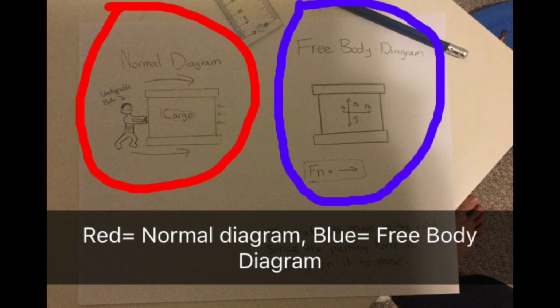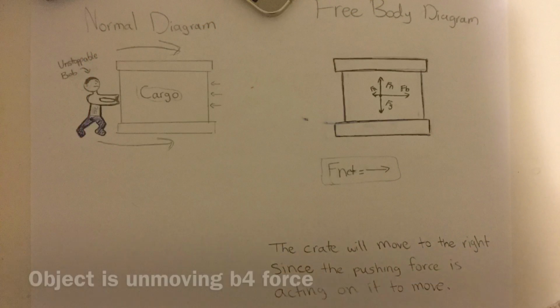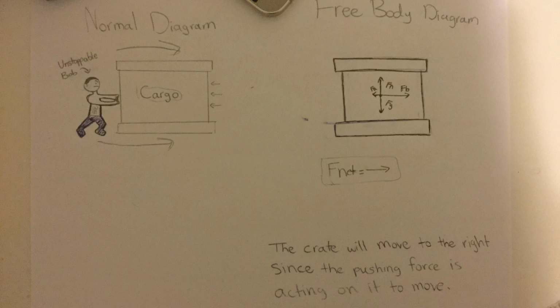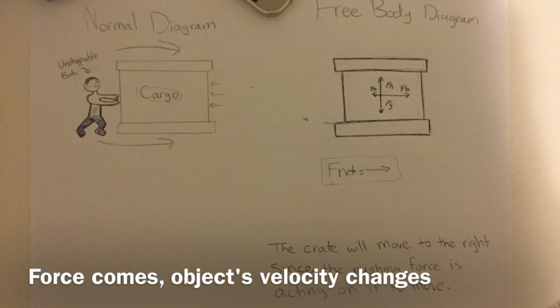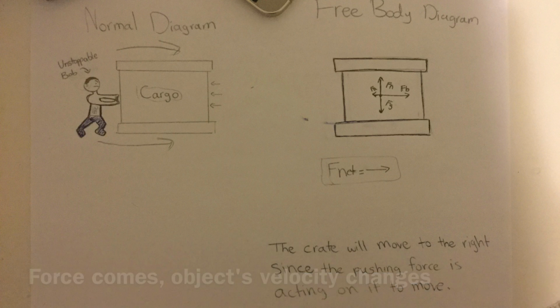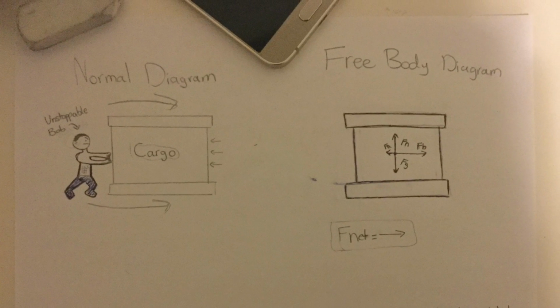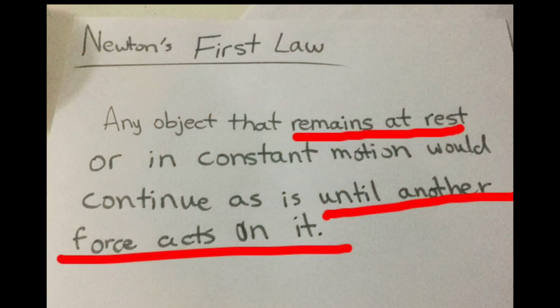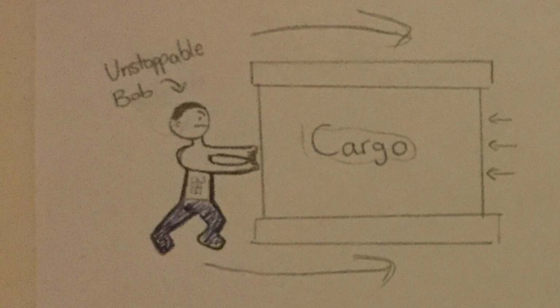The last example is about an object at rest being pushed aside by another force. For example, the crate is not moving, and Fg, the force of gravity, and Fn, the normal force, are equal. So the object won't move. When the force pushing the crate hits the object, it will move in the direction of the push. So the velocity will change and the object will be moving in a uniform motion. We know this example supports Newton's first law of motion because it used to remain at rest until Bob came over and moved it.